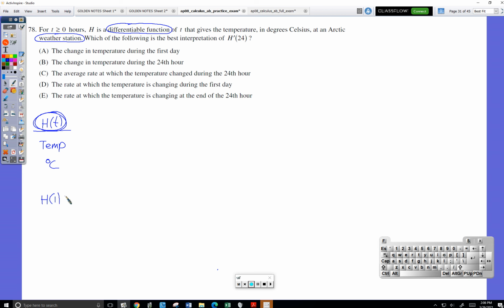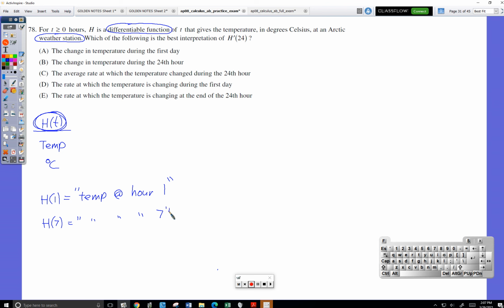And what would H of 1 in words be telling us? The temperature at the weather station at hour 1. Very good. Is that okay? Yeah. So then H of 7 would be the temperature at hour 7. Very good, makes sense? Yeah. Awesome.